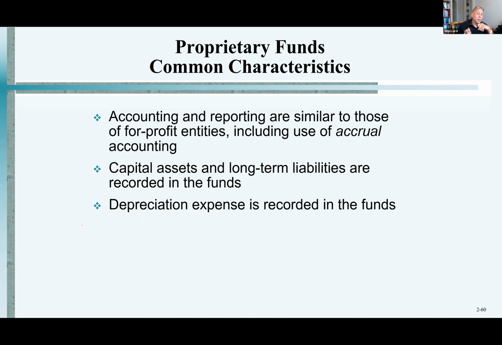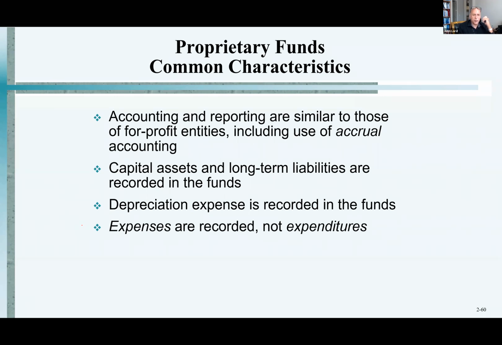By the way, governmental funds do not report depreciation. How can there be? There's no fixed assets, so there can't be depreciation. So the governmental funds do not report depreciation, but when you get down to the proprietary funds, yes, you report depreciation. We're back to the term expenses, not expenditure.